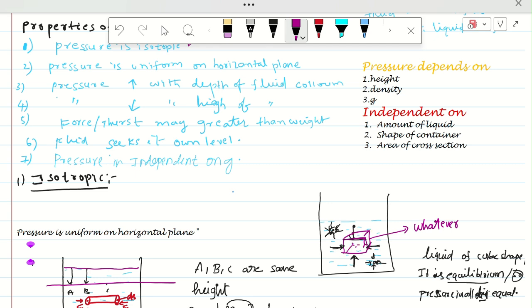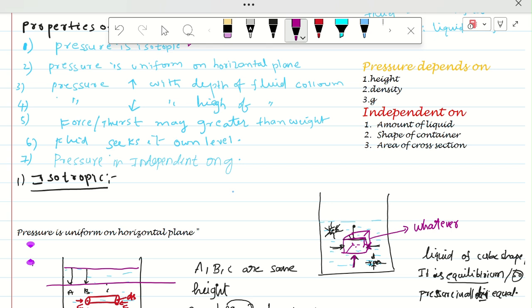Inside the water, any small cubic volume has the same areas. Now this is in equilibrium. That means the force acting in all directions is equal. Forces are equal, and areas are equal here. Each cube has the same area. Therefore, force is equal to pressure into area, so pressure is also equal. This is the isotropic nature of pressure.